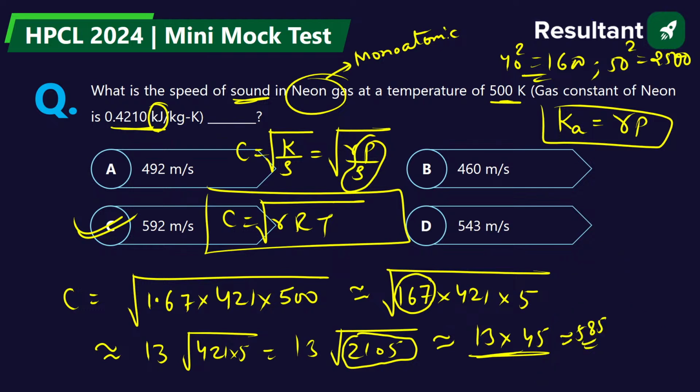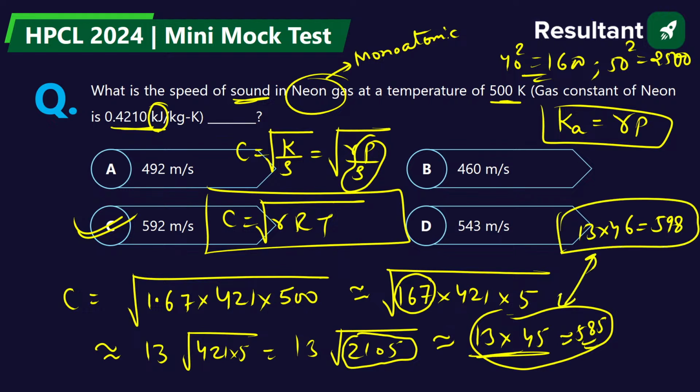592 will be the right answer. If you check 45 square, the value of 45 square is somewhere between 45 and 46. So 13 into 45 is 585 and 13 into 46 is 598. So somewhere it lies between 585 and 598. 592 will be the correct answer.